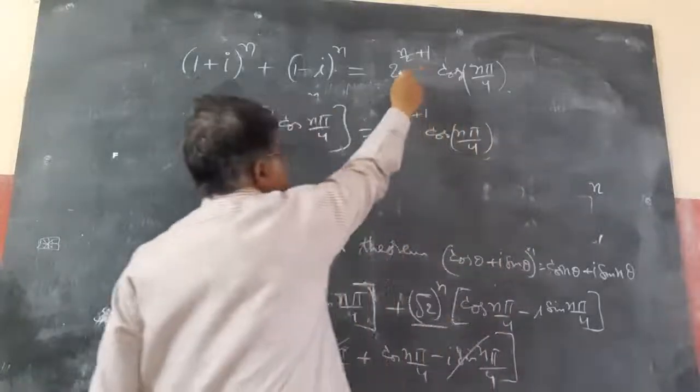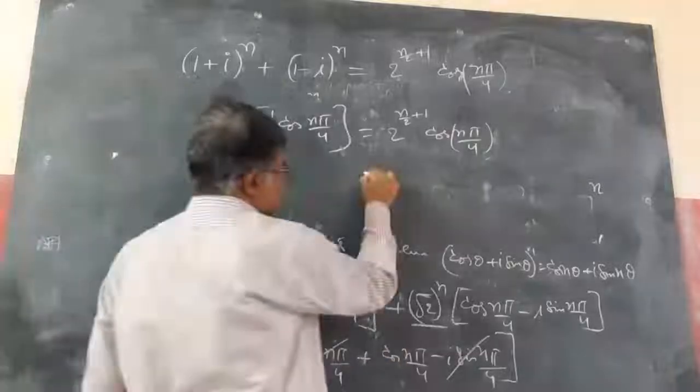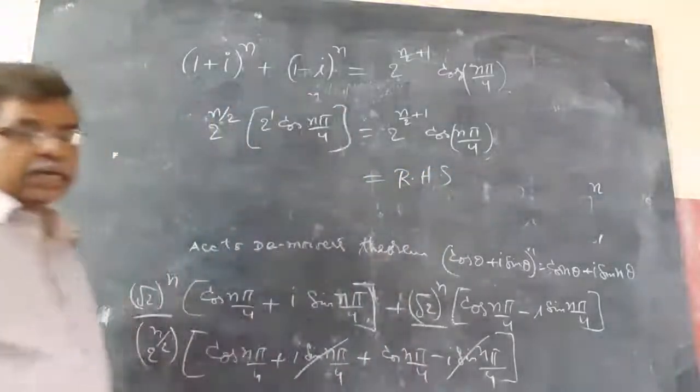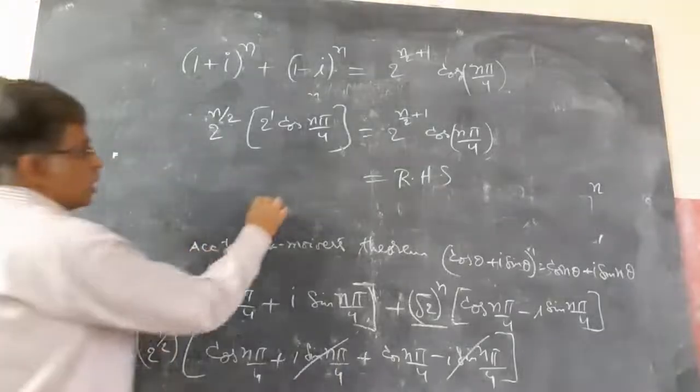Hence proved. That only is asked to prove. So by taking LHS I got RHS. Therefore LHS is equal to RHS. Hence proved.